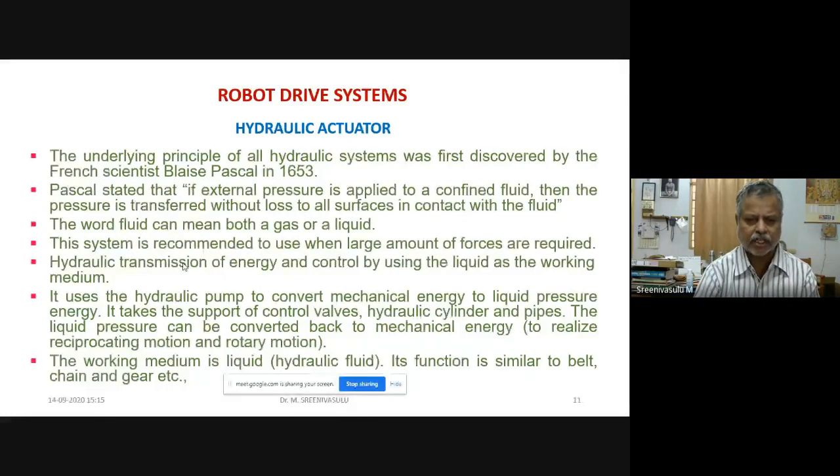It uses the hydraulic pump to convert mechanical energy to raise the liquid pressure. It also takes the support of control valves, hydraulic cylinder and pipes, and the reciprocating motion and all. I don't have to tell you. Once the word pump has come, normally there will be a cylinder and there are going to be valves, there is going to be a piston.